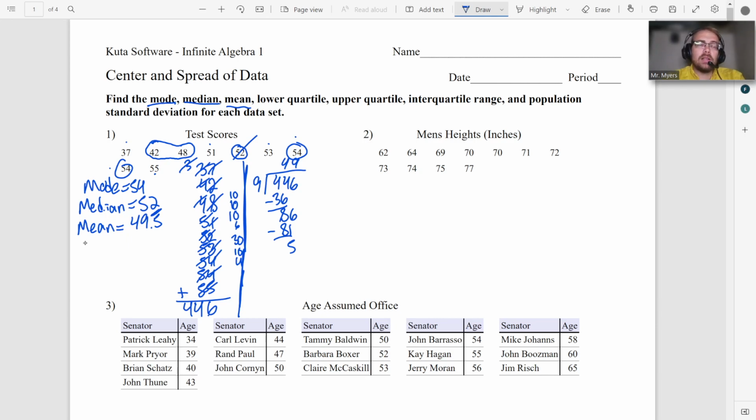So that's the lower quartile. Lower quartile. And that's going to be 45.